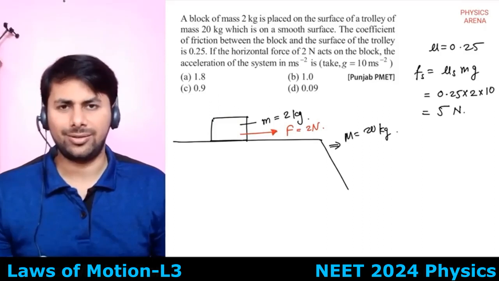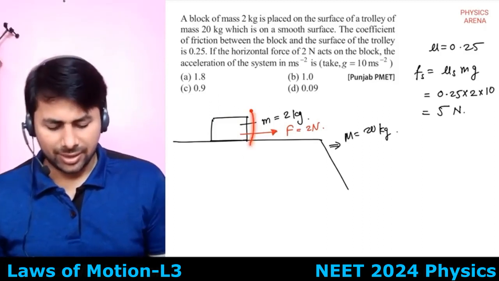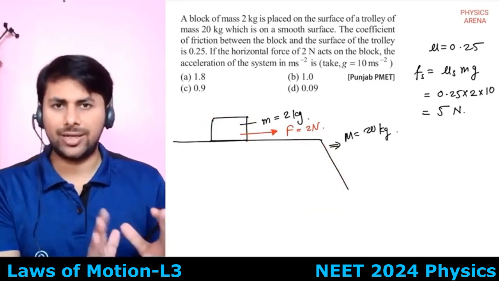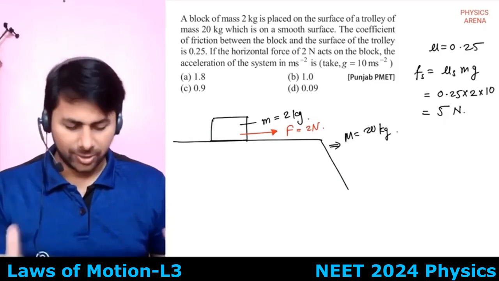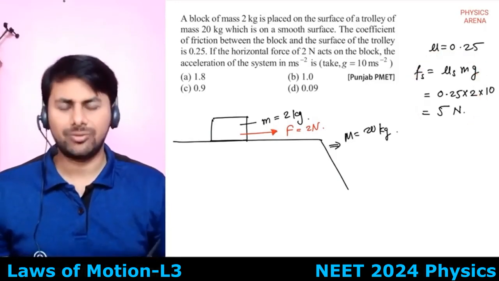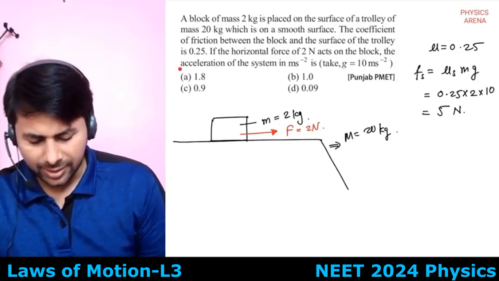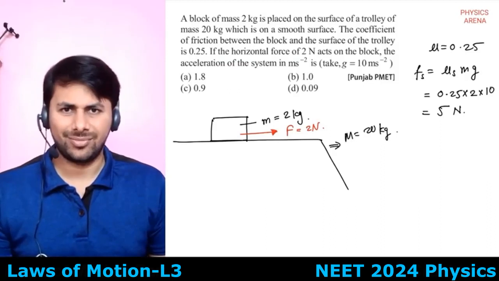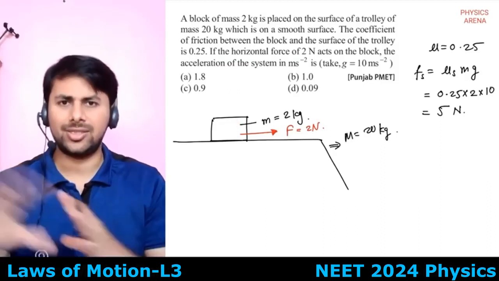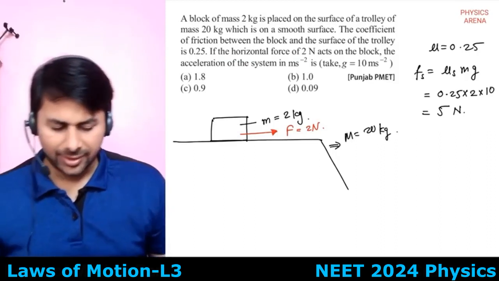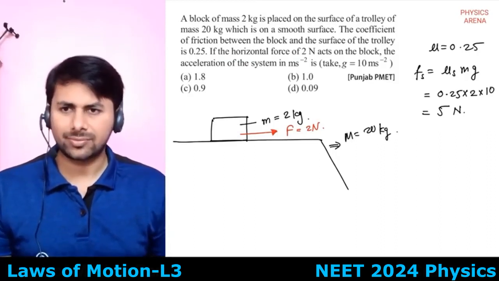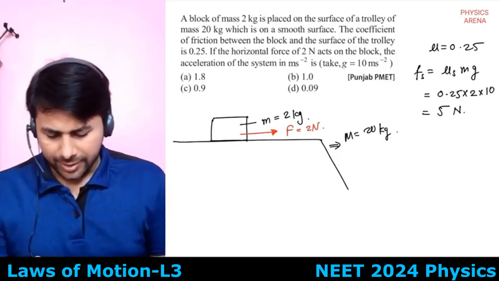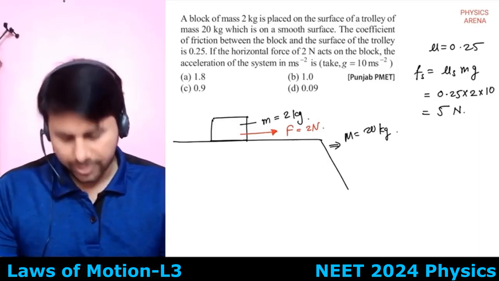So the maximum value of frictional force is greater than the externally applied force, so there will be no sliding. This is like one system only, which will move together. We need not check this because it's given in the problem that they are asking for the acceleration of the system, not the block, not the trolley, the whole system. But if it was not given, we need to check. All right. Anyways, is this clear?